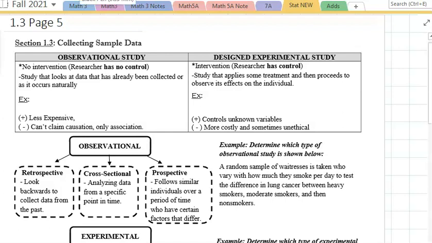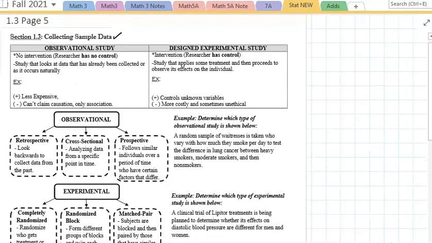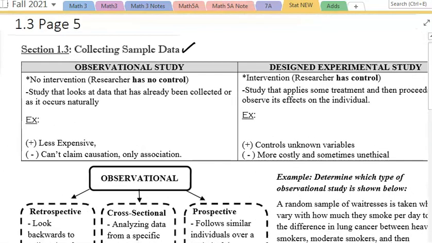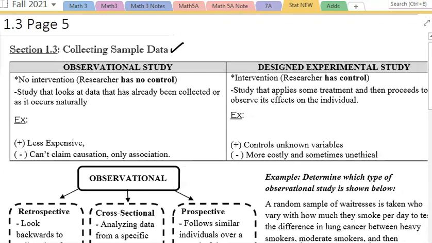Section 1.3 on page 5 talks about collecting sample data. So we're looking at the different types of data that we collect.